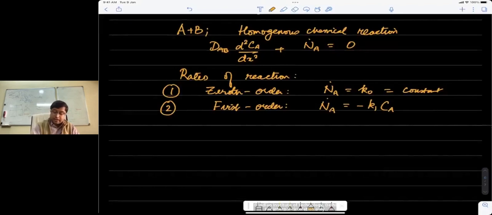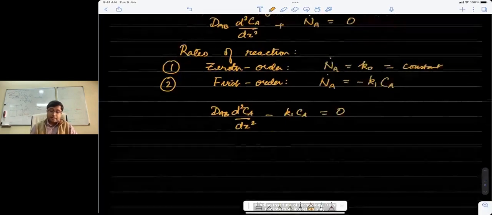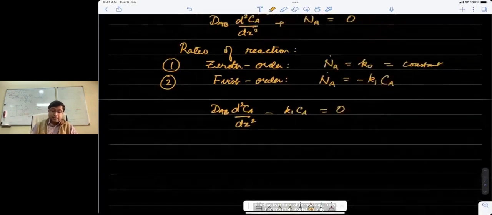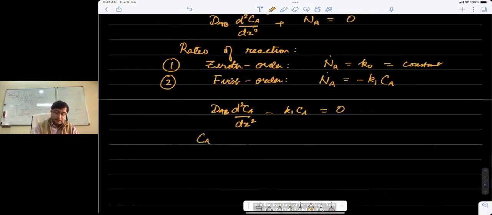So what do we get? For this reaction, we get D_AB d2CA/dx² minus k1 CA is 0. That is the governing equation, and that is actually the same equation as you saw in fins or extended surfaces. So CA would be some C1 e to the power mx plus C2 e to the power minus mx, where m² becomes k1 by D_AB. So that doesn't change, right? It is the same hyperbolic type of solution that you expect.